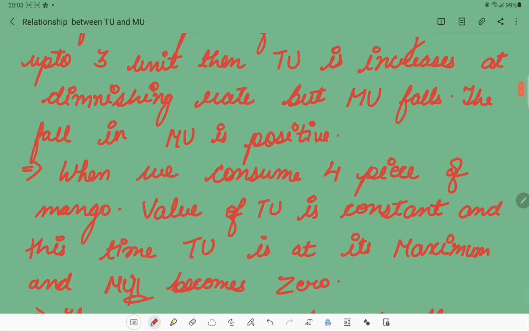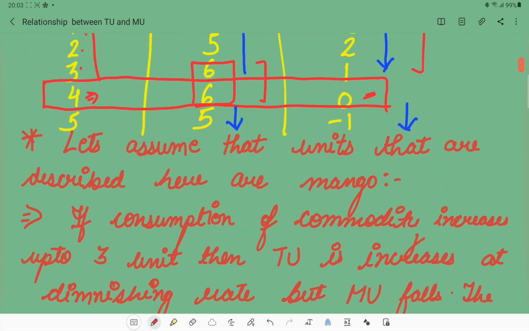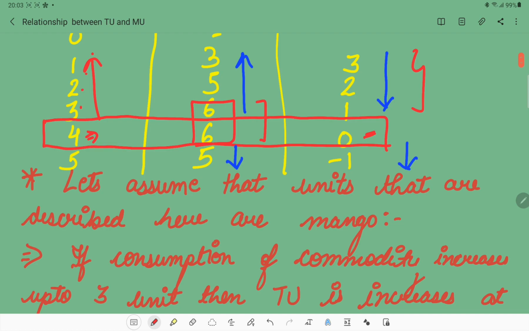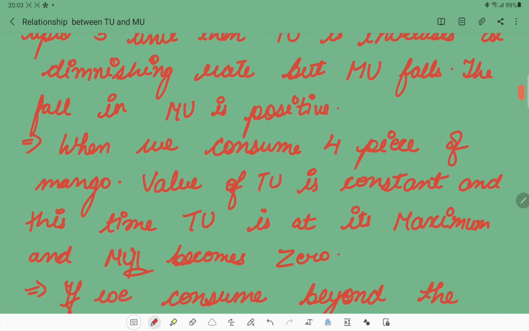So the second point is, when we consume the 4th piece of mango, the value of TU is constant. There is no change, after 6 only 6 is coming. So that is the reason the value of TU is constant, and this time TU is at its maximum and MU is 0.